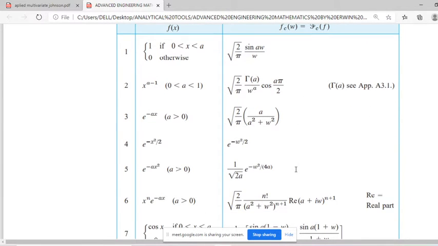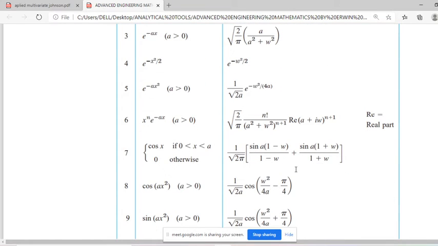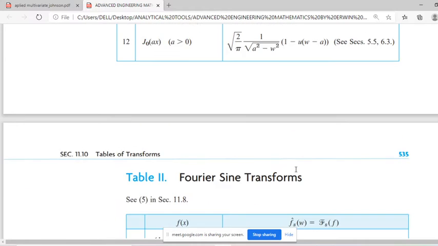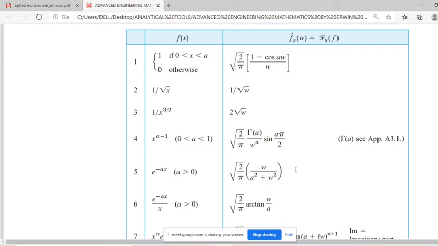Table 1 is this. Have you tried these examples? I told you to try getting the answer for these examples. I don't know whether you have tried or not.